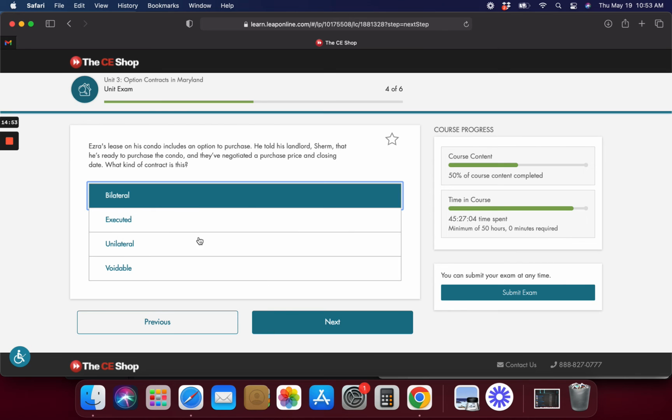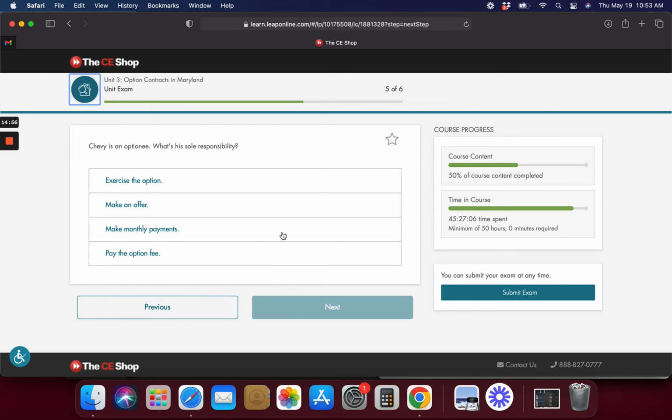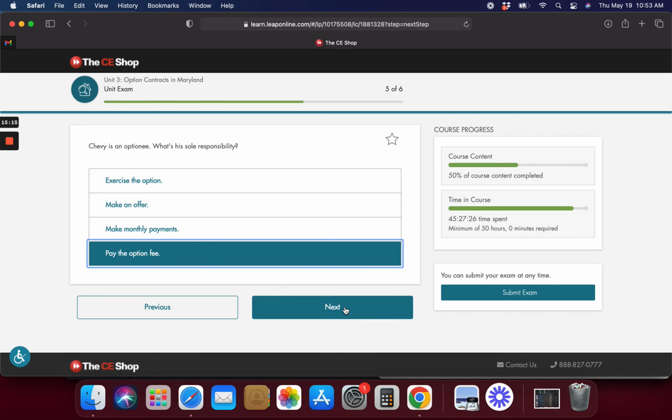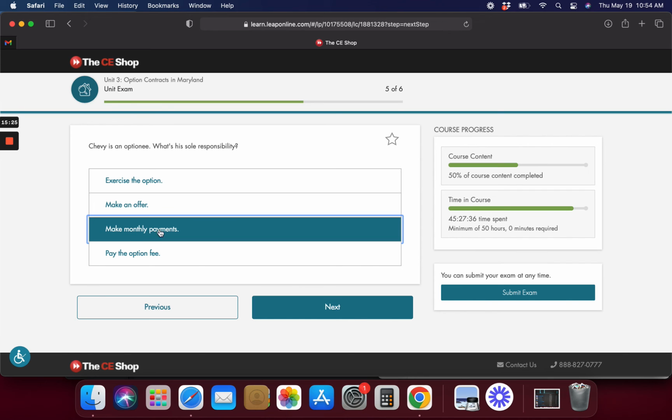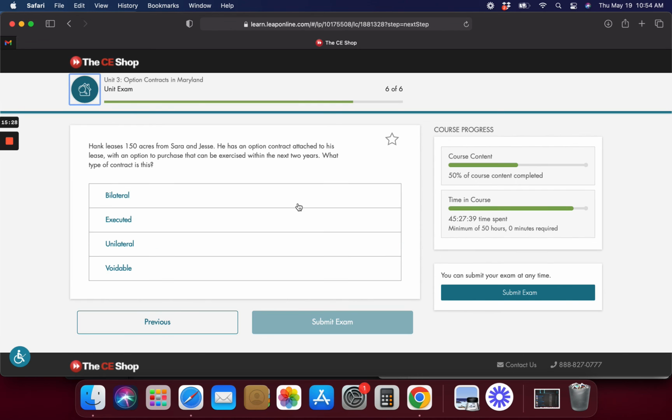If it's unilateral, it's only one person, so. Chevy is an optionee, which is a buyer. What's his sole responsibility? I want to say monthly payments, but it could also be the option fee. We'll take option fee on this one. It says sole responsibility, so this one's kind of tricky. I'm going to say monthly payments, but it could be pay the option fee too.